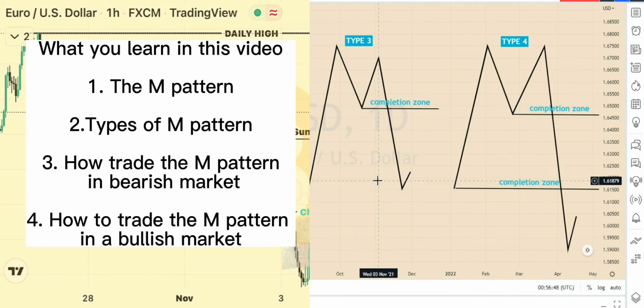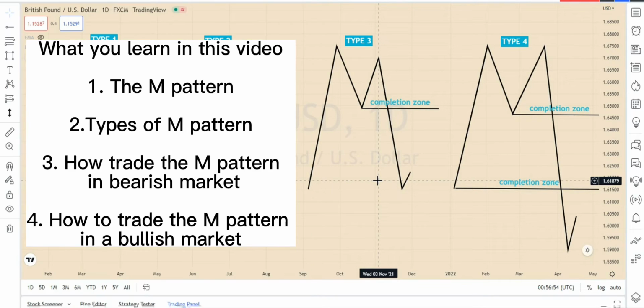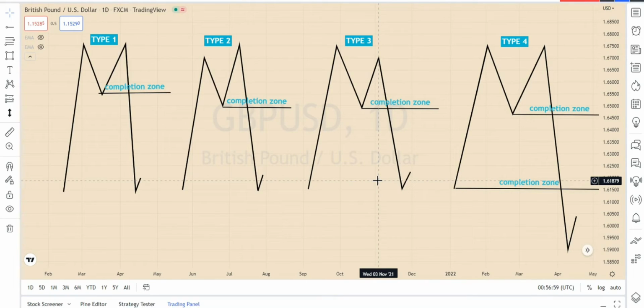and the types of M pattern I look for, and how I trade it in a bullish market, as well as how I trade it in a bearish market. So let's get straight into the tutorial right now. So first we have the type 1 pattern.